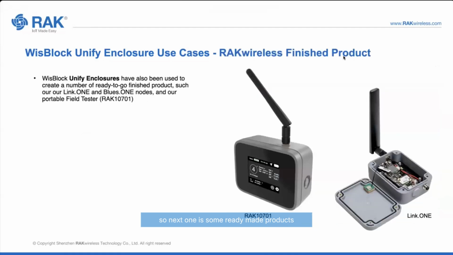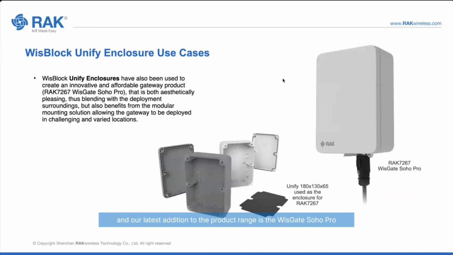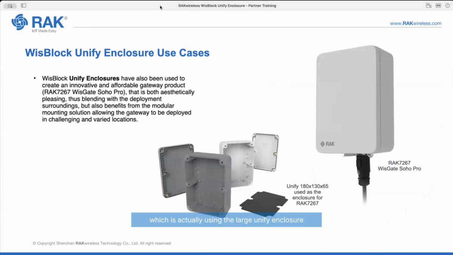So next one is some ready-made products. Actually, RAK uses this enclosure range for some of our own products. Here's two examples. We have our field tester, which is this product with this display built in, touchscreen. So you can buy a ready-made finished product using the Unified Enclosure. We have another node here, Link One, one of the devices we have that is ready-made from the enclosure, both using a small enclosure.